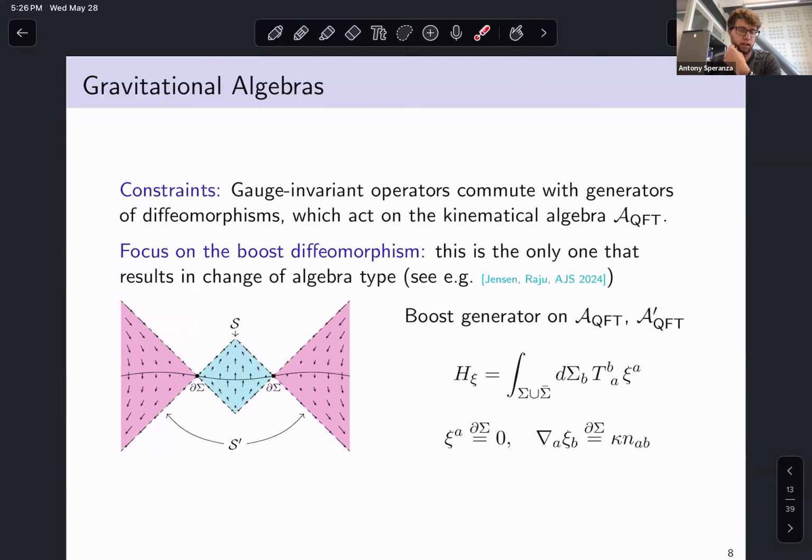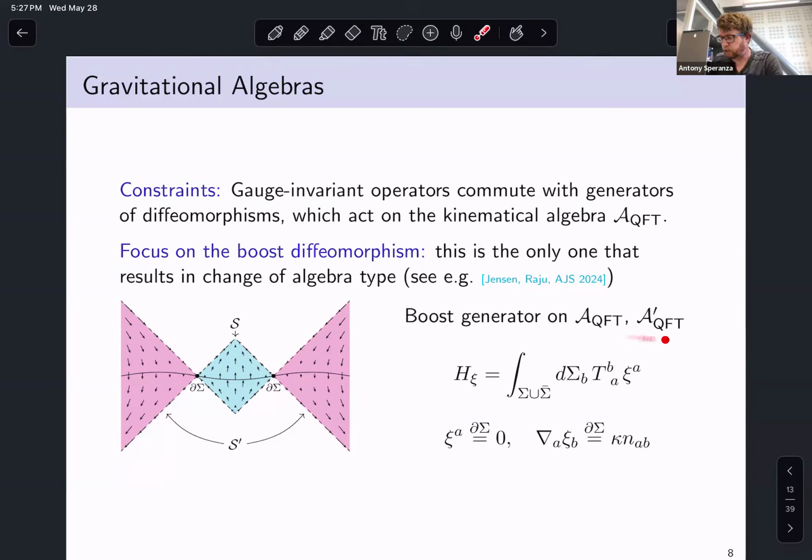The additional component that comes in with gravitational algebras is that you want to account for diffeomorphism constraints. And so we want the operators to be dressed appropriately to commute with generators of diffeomorphisms. So the diffeomorphism we focus on for the whole talk is this boost diffeomorphism. So as I was mentioning to Gabriel, in principle, you want to account for all of them, but there is an argument that the boost one is the only one that can change the type of the algebra. So we gave a version of this argument in this paper with Jensen and Raju.